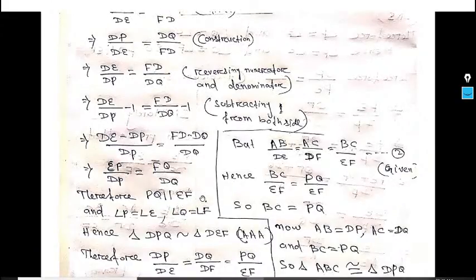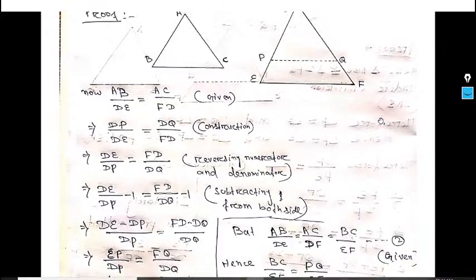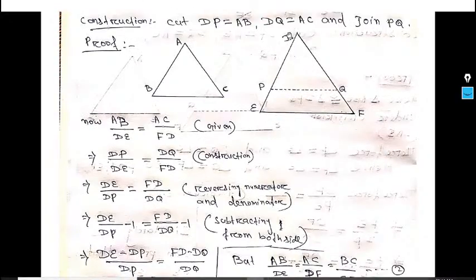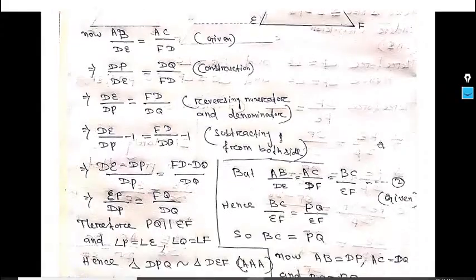Therefore, PQ is parallel to EF. Hence triangle DPQ is similar to triangle DEF, and this is the angle similarity criteria. If two triangles are similar, then the corresponding sides are in proportion. So we can write DP by DE, the corresponding sides, is equal to DQ by DF, which is equal to PQ by EF, isn't it? So this is what we have written here.